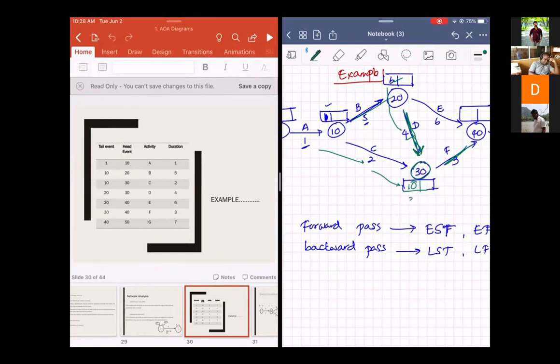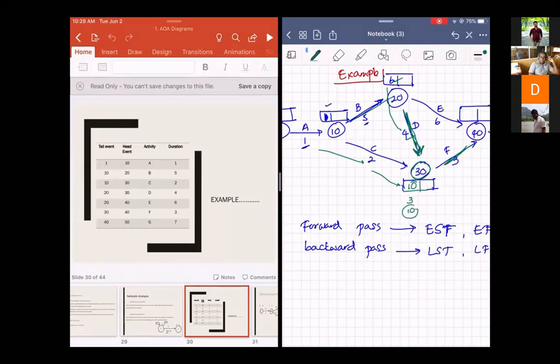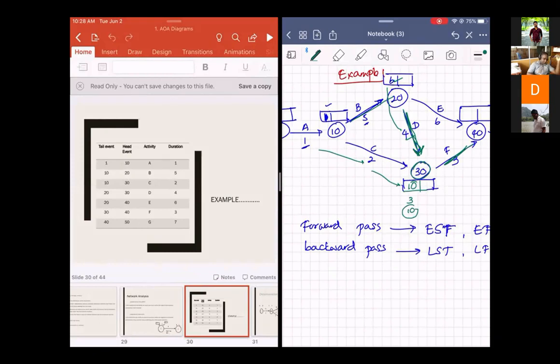There are two values here, 3 and 10. We take the higher value, the forward. Because both those activities have to finish to start this. At day 3, we can't start this because this activity is not finished. Right?